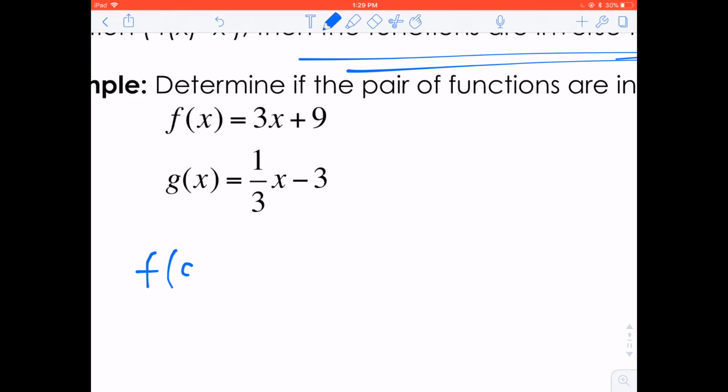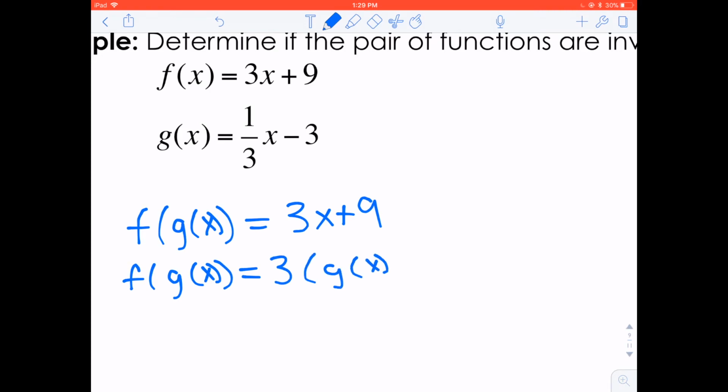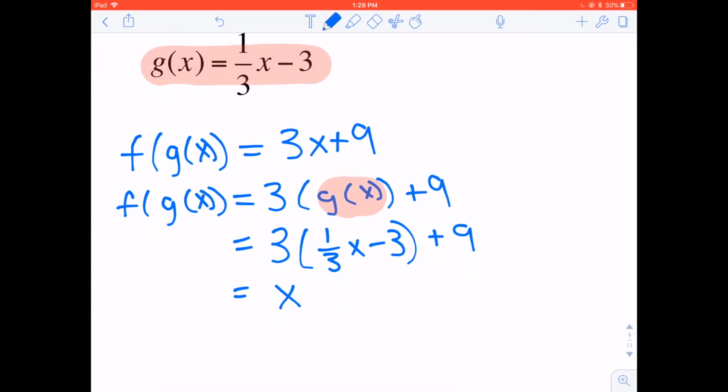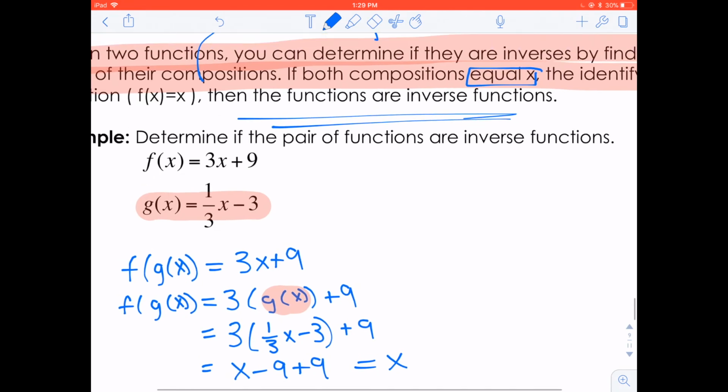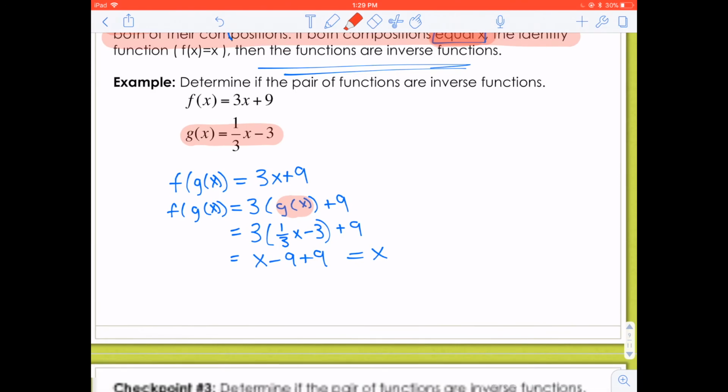Let's look at this example. I first need to find f of g of x. f of x equals 3x plus 9. So f of g of x equals 3 times g of x plus 9, which equals 3 times 1/3 x minus 3 plus 9, because g of x is 1/3 x minus 3. That's going to give me x minus 9 plus 9, which equals x. Like my definition up here said, it has to equal x. It does. But now we need to check the other one.